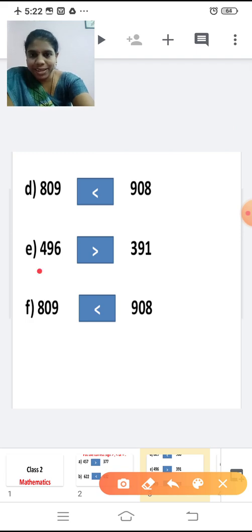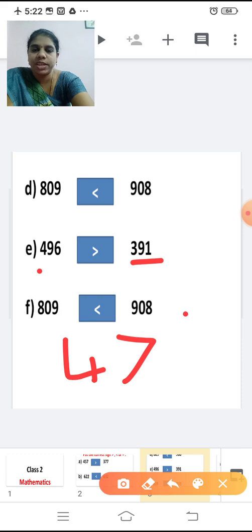So first compare the digits at the hundreds place. In the first number we have 4 in the hundreds place. In the second number we have 3 in the hundreds place. So 4 is greater than 3. So 496 is greater than 391.